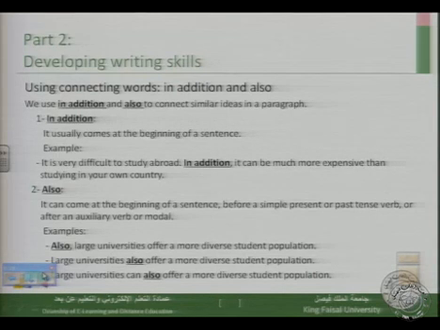The examples are, the first one, also large universities offer a more diverse student population, or large universities also offer a more diverse student population. And the last example, large universities can also offer a more diverse student population. Here in the third example, we have also coming after a modal. When also comes at the beginning of the sentence, we have to write the A in a capital letter, and we have to write a comma after it. When also comes in the middle of the words, okay? So here we don't use any commas after it, okay?